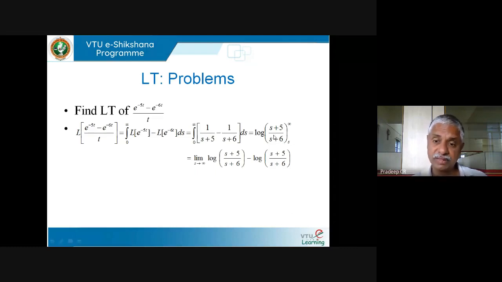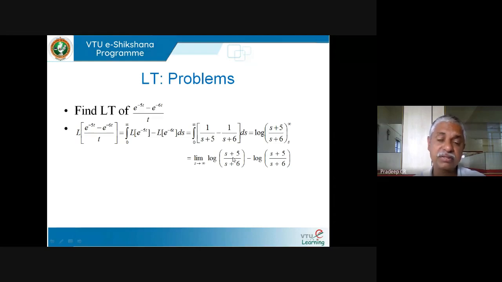So first, log of s plus 5 by s plus 6 from s to infinity means I will write this. First, I will not substitute s equal to infinity. I'll write the limit of log of s plus 5 by s plus 6 as s tends to infinity, minus log of s plus 5 by s plus 6. I'm trying to put the limits. The upper limit is infinity, which I'll write as the limit as s tends to infinity. The lower limit is s, so I substituted the value of s here.